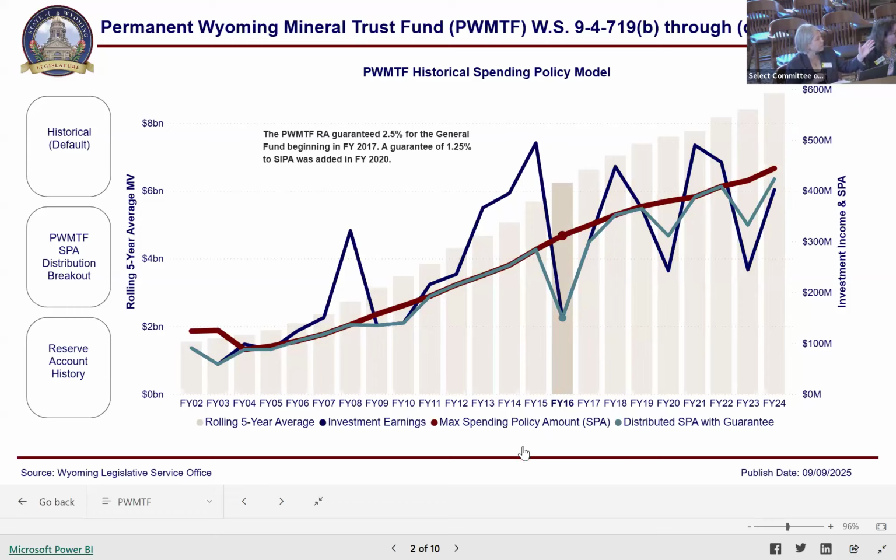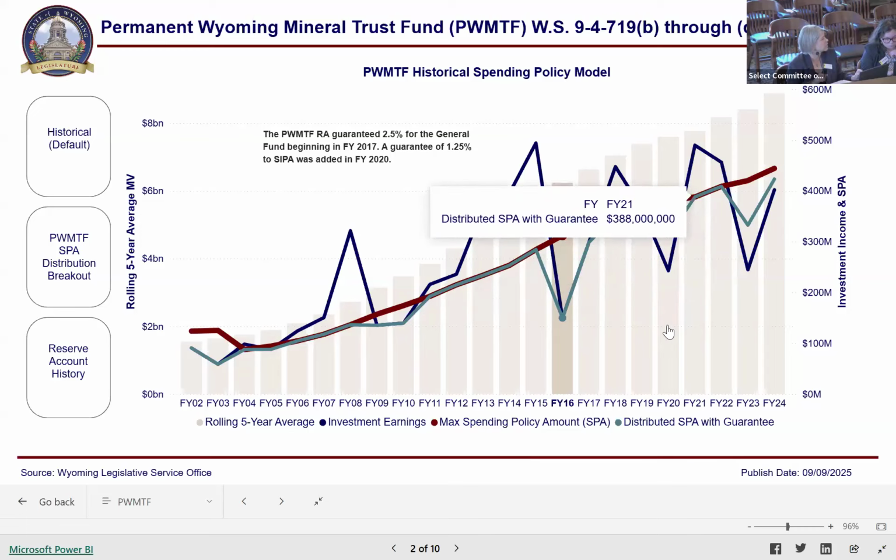So the spending policies started out, and there wasn't a guarantee from the reserve account. It was in fiscal year 2017 when the first 2.5% to the general fund was guaranteed, and then in 2020 when a guarantee of 1.25% to the SIPA was added. And so that's very important. And you can actually see, for example, if you hover over, I think that's fiscal year 2021.